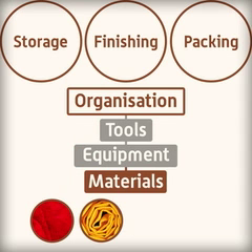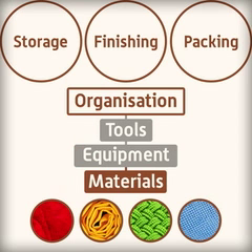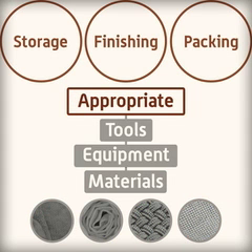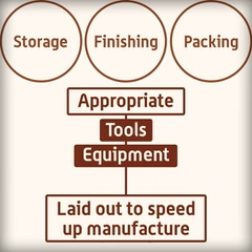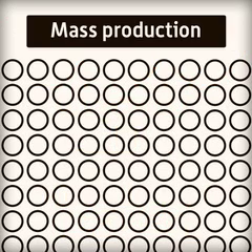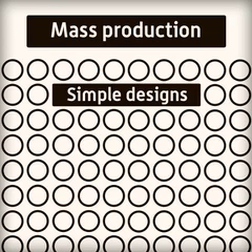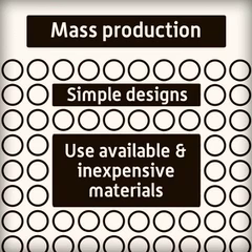The materials need to be ordered at the right time and stored in an organised way. The appropriate tools and equipment need to be used, and they need to be laid out in a way that speeds up manufacture. The product needs to be designed for mass production. This means that the design needs to be simple and use easily available and inexpensive materials.